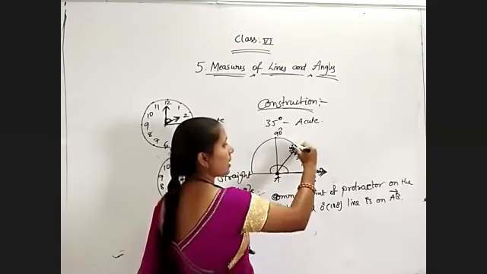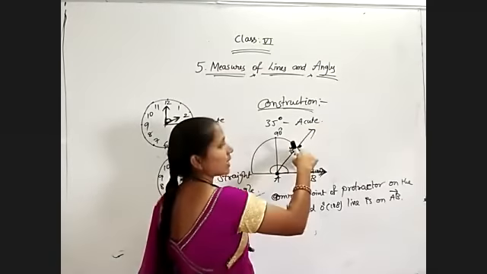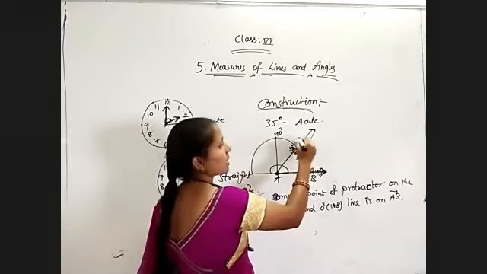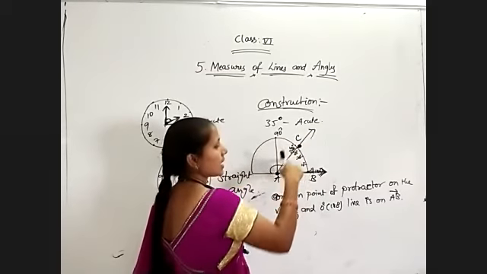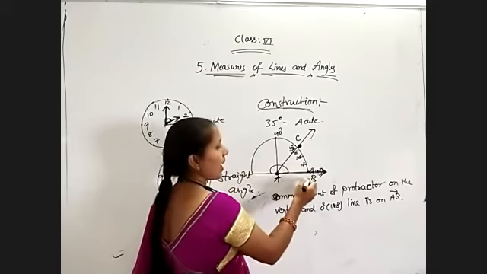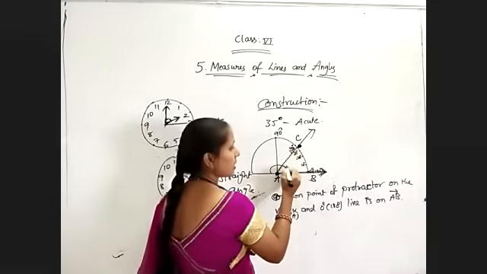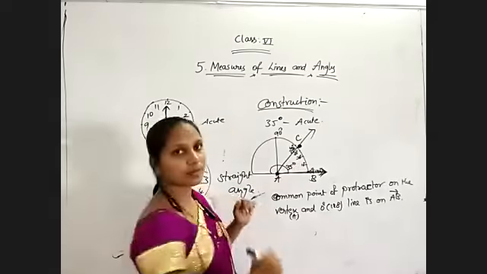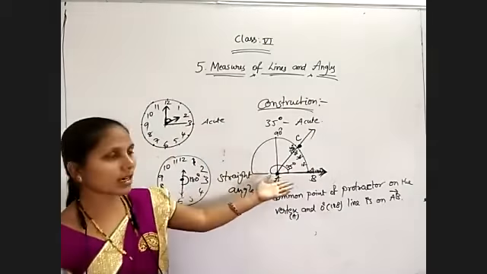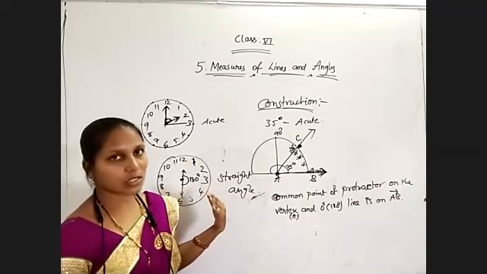Using your scale, join A and that point. So name this point as C. Join AC by using your scale. Now angle BAC measures 35 degrees. You can construct in the clockwise direction also, no problem.